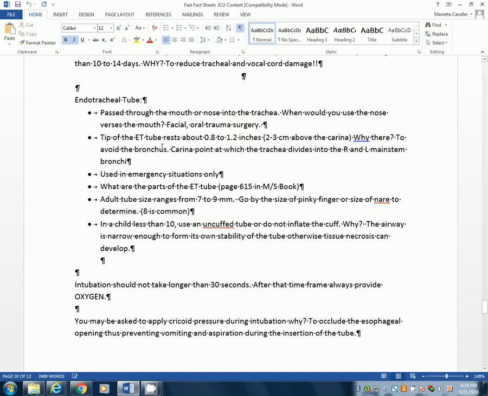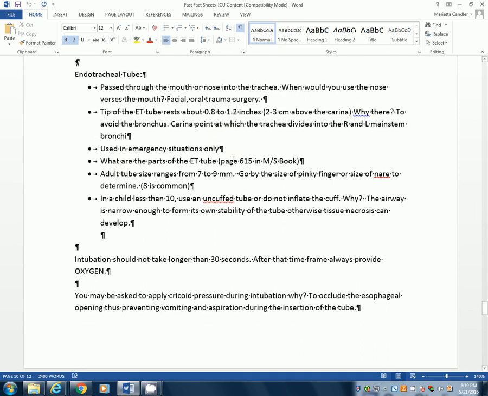The tip of the ET tube itself rests at about 0.8 to 1.2 inches or 2 to 3 centimeters above the carina. Why there? Well, it's to avoid the bronchus, because right past that, the bronchus bifurcates and goes to the right or the left main stem. And most of the time, if you go past that, you're going to go into the right bronchus. The carina is the point at which the trachea divides into the right and the left main stem bronchi.